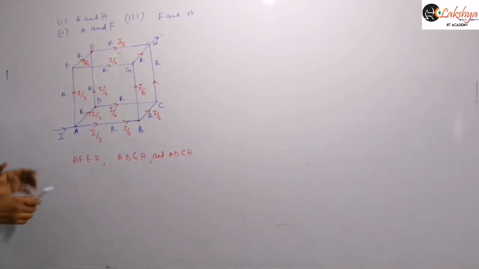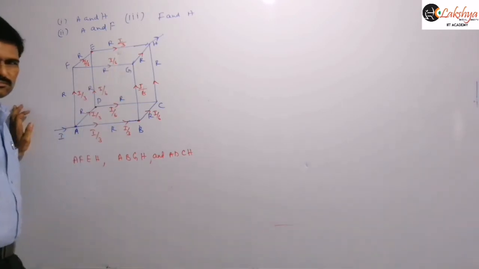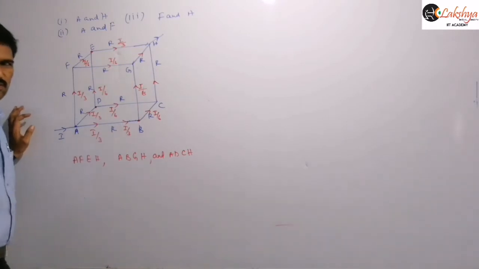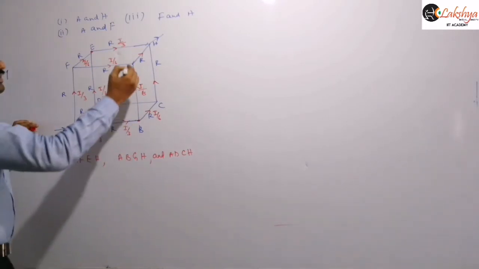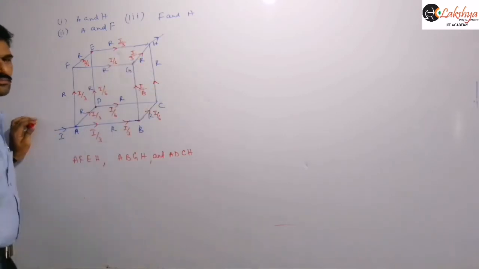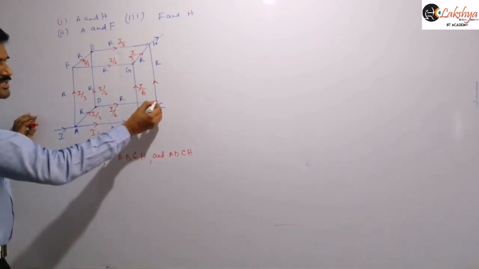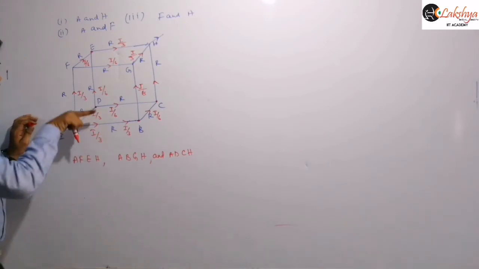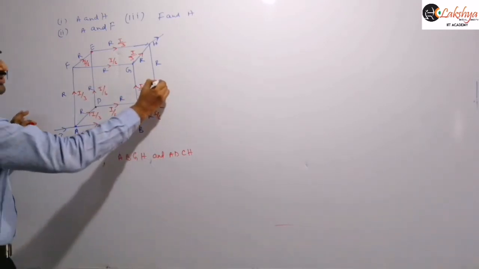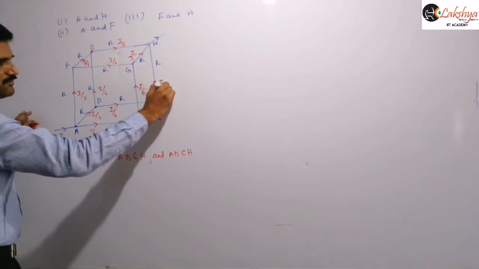Next similarly let us consider this junction G. From this I by 6 and from this I by 6, right? And so this current will be again I by 6 plus I by 6, I by 3. Next let us consider this junction. From this I by 6 and from this I by 6. So that this current is I by 3.